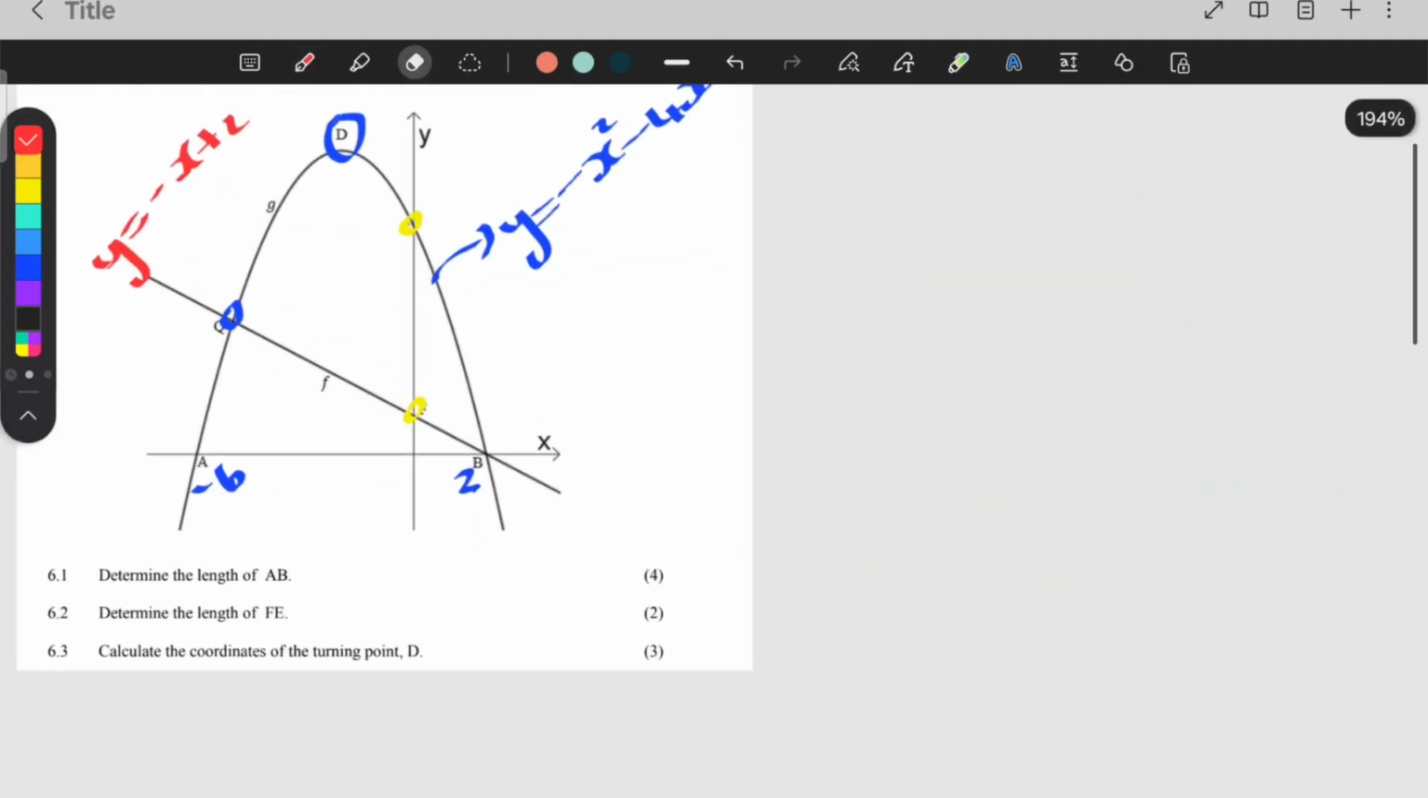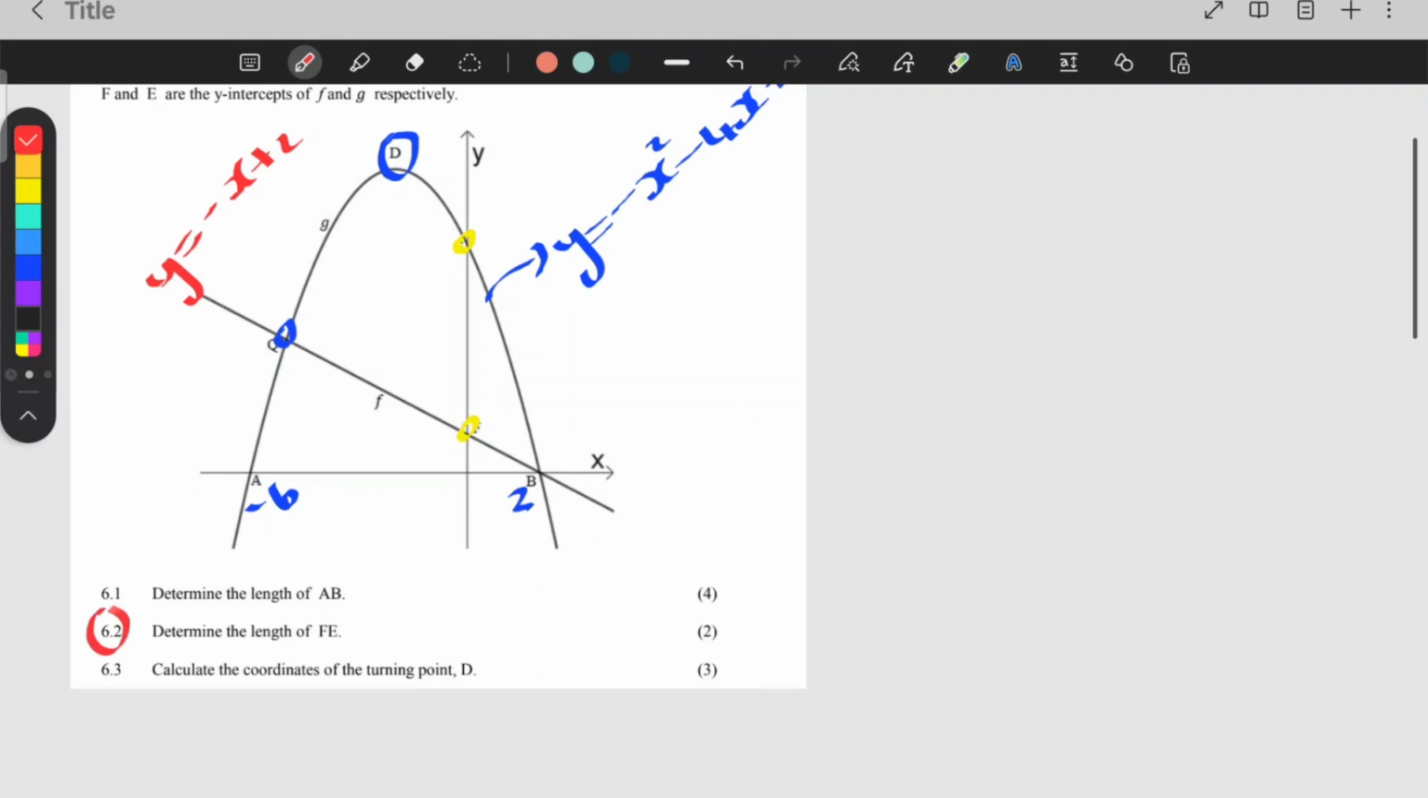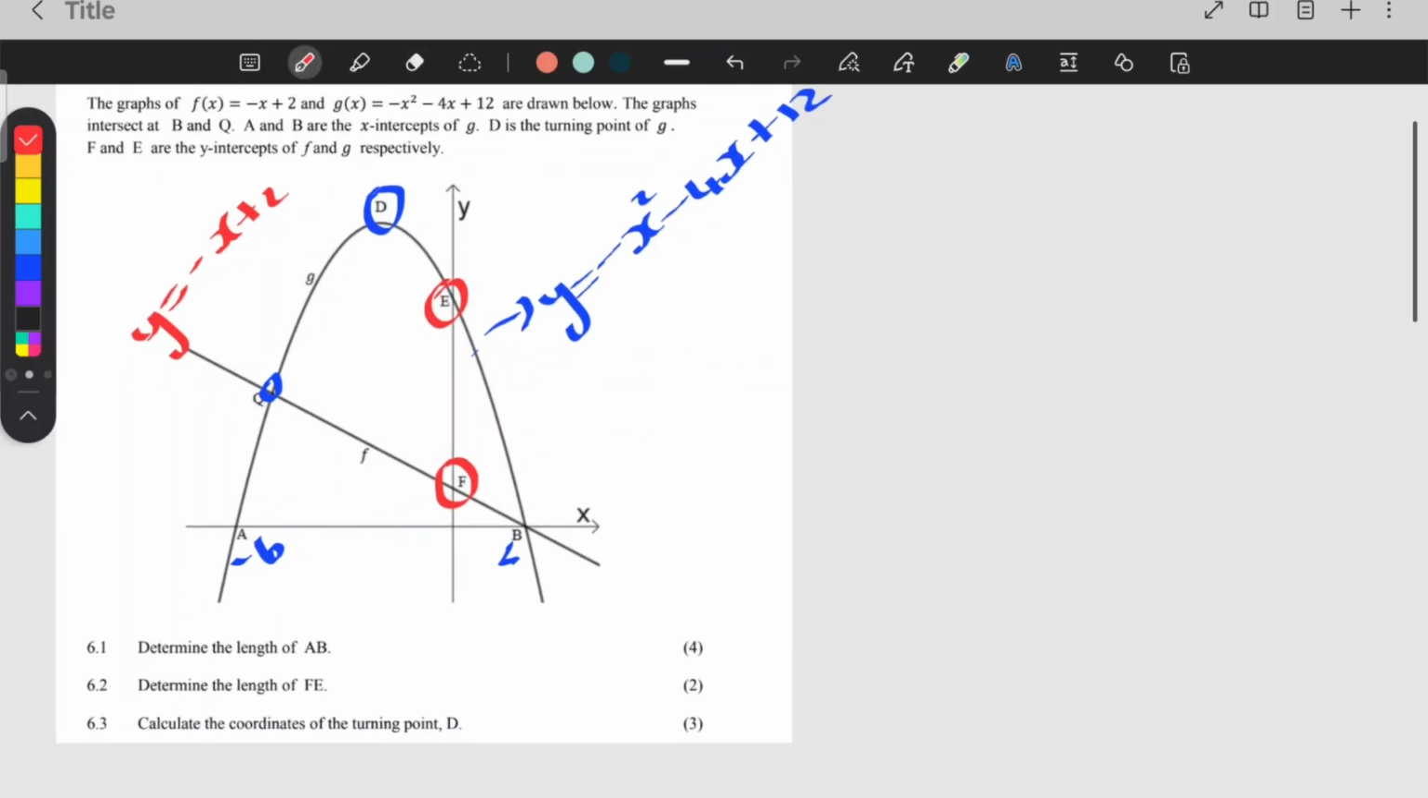Okay, our next question is 6.2. It says, determine the length of FE. So another length, FE. Here's F, and there's E. Now, we said F and E are the y-intercepts of the graphs. So let's start with E here on top. E is the y-intercept of the parabola. So I write my equation of the parabola down.